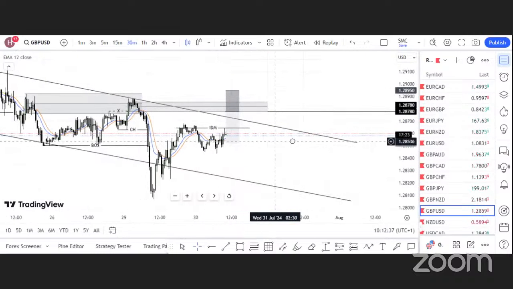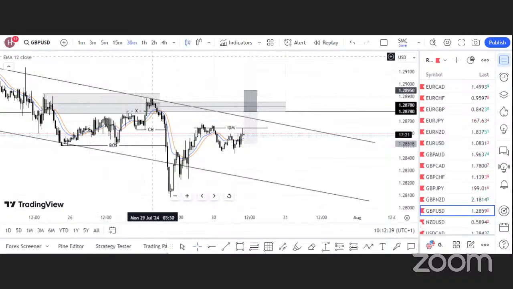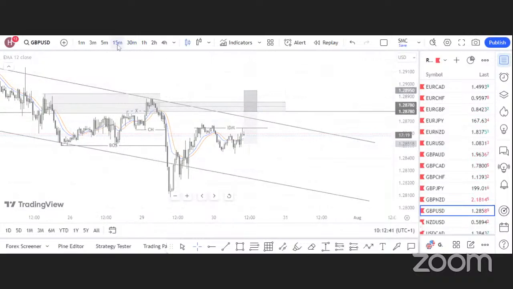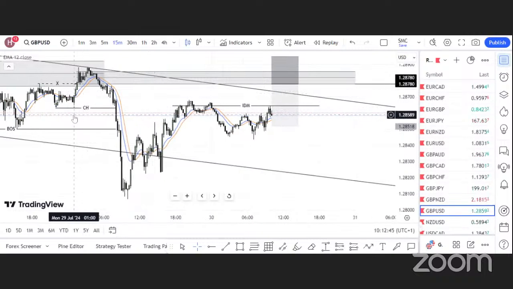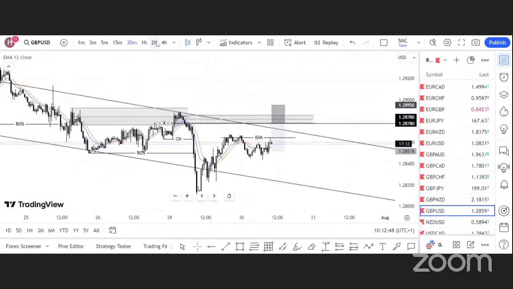So now let's go to the 15 minutes time frame. We've already had our entry on the 15 minutes time frame. I think I've already given this trade to the premium members. Yes, I've already given this trade. It's a pending order.